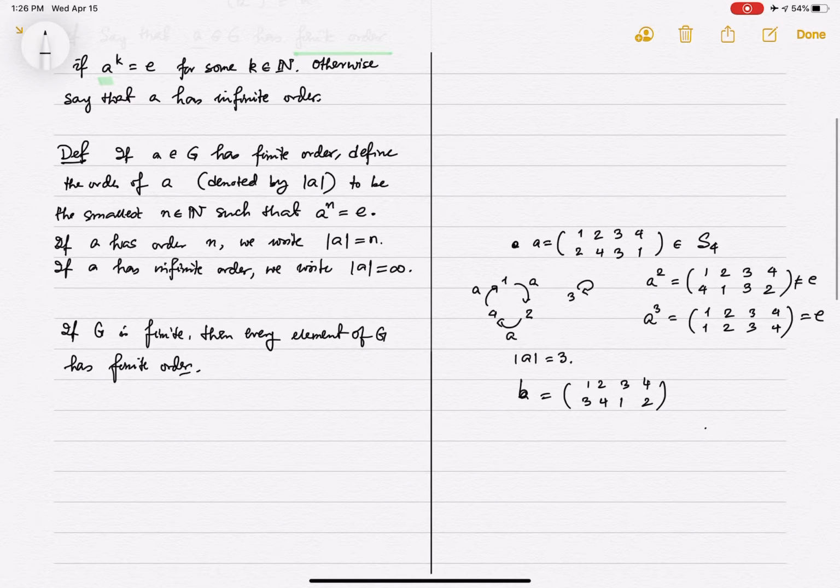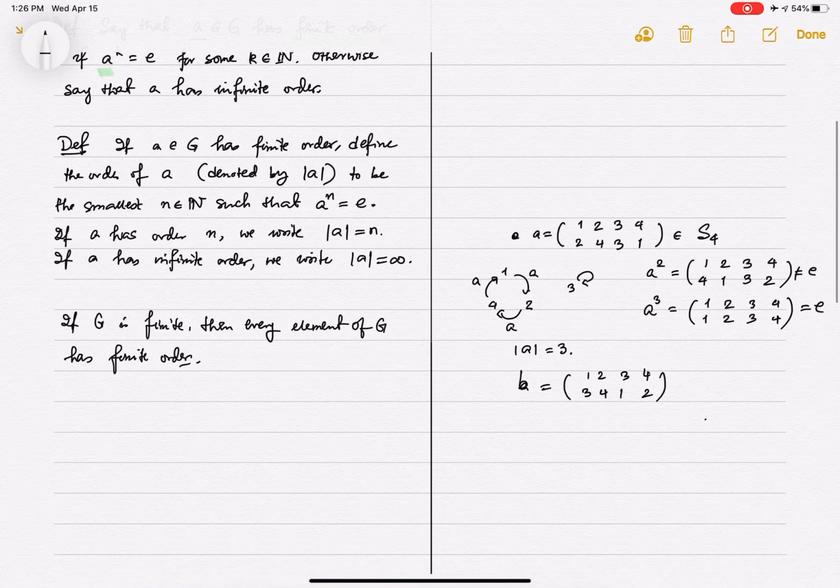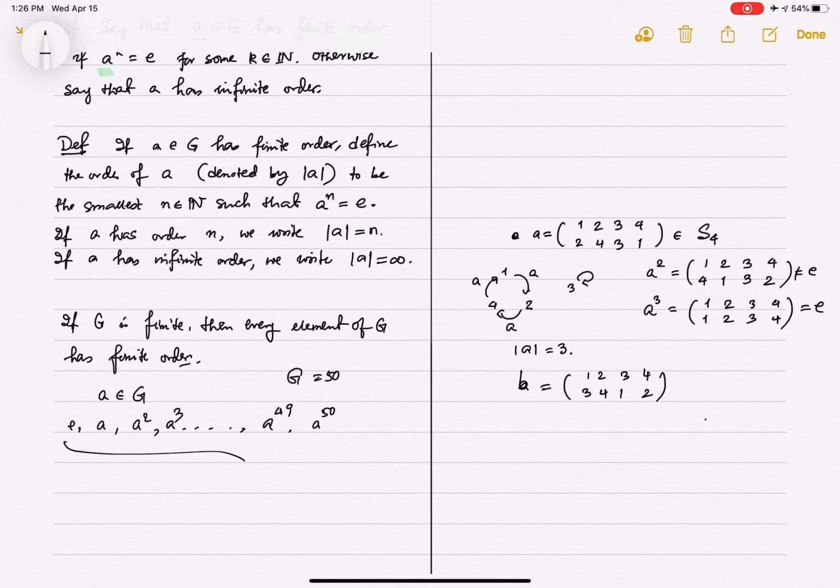In fact, we'll see that the order of the element divides the order of the group, the size of the group. I mean, that's just because you take, let's say G has 50 things in it. You take some A in G and you start writing the powers, identity, A square, A cube, etc. By the time you get to A to the 49, you have already got 50 symbols. And now you get to A to the 50, here are 51 different things. G only has 50 things in it. So these 51 things cannot all be different. So two different ones got to be the same.